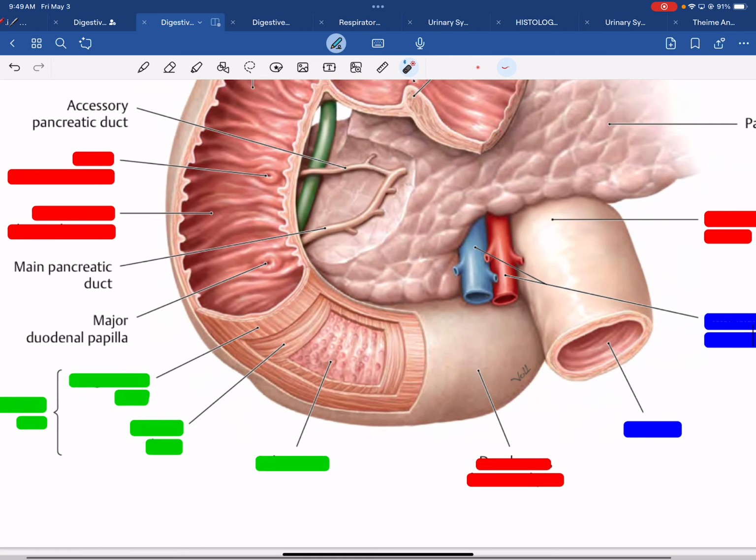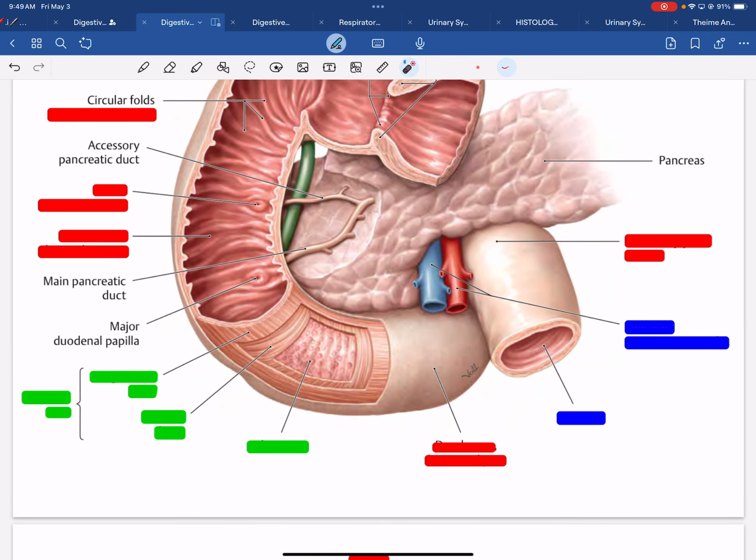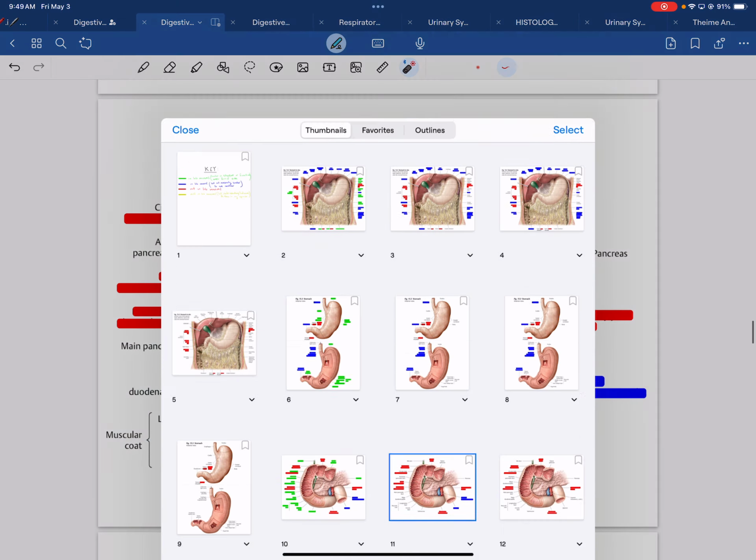Okay, so here's the tunica muscularis, both of these layers. What is this layer? Good, the outer longitudinal. And this one? Good, the inner circular layer. What is this then? Yeah, it's got to be the submucosa. Good. Okay.